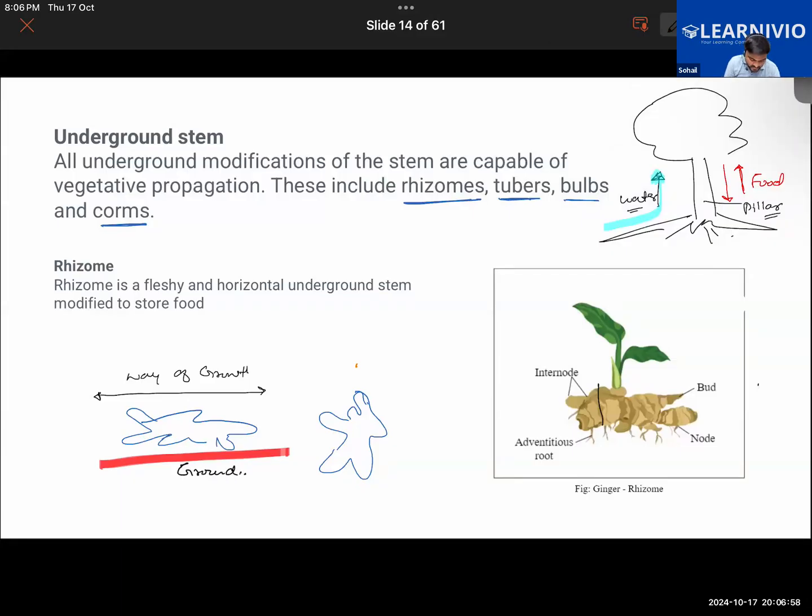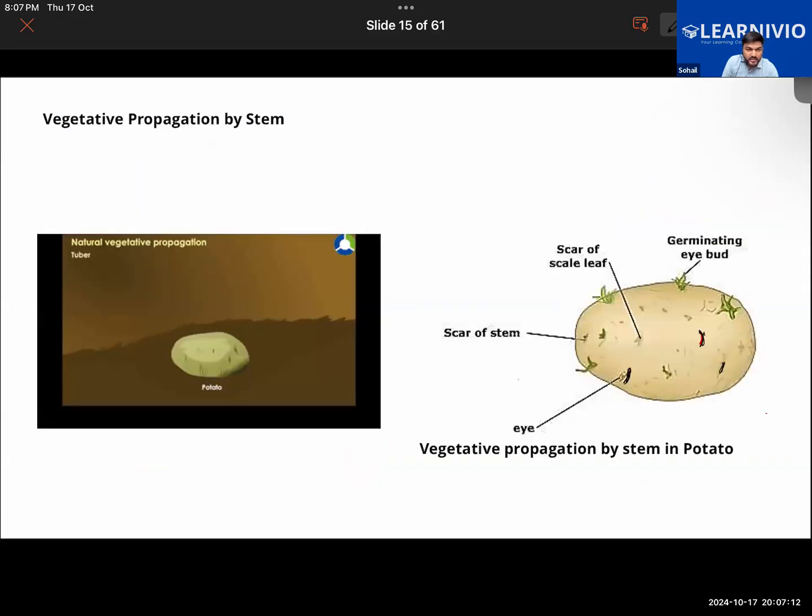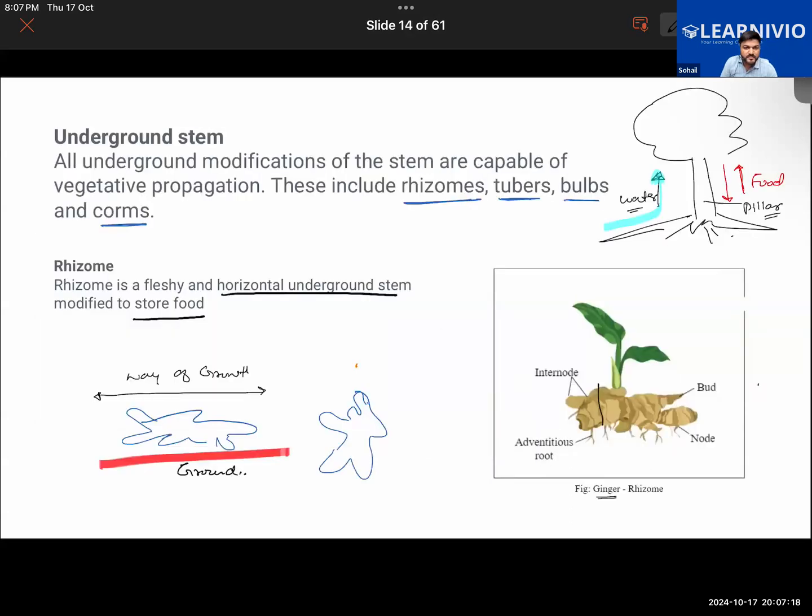Okay, so they are horizontal underground stems, and they are modified to store the food. One thing common about all the modified stems, whether we look at the rhizome, an example of rhizome is ginger, or whether we look at any other modified stem like potato, all of them act as a storage organ. Any questions so far? Yeah, that is one thing.